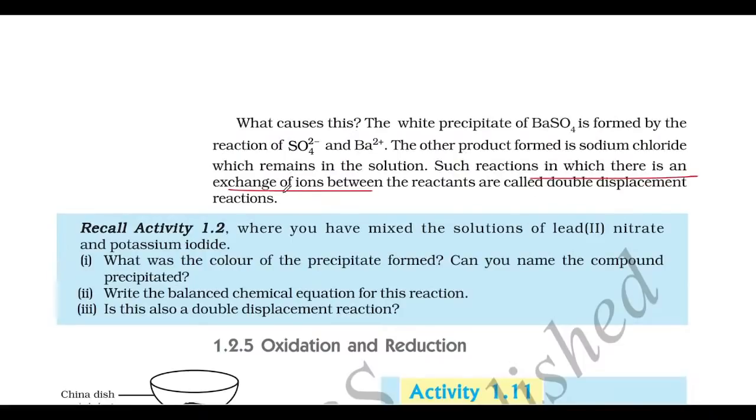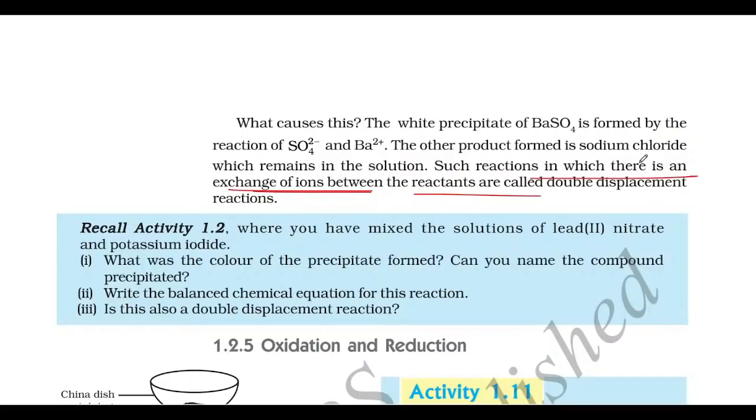A chemical reaction in which there is exchange of ions between the reactants is called what? Double displacement. Students, combination: two or more reactants combined to form a single product is called what? Combination. Displacement reaction. What is displacement reaction? A highly reactive element displaces the less reactive element, called displacement reaction.